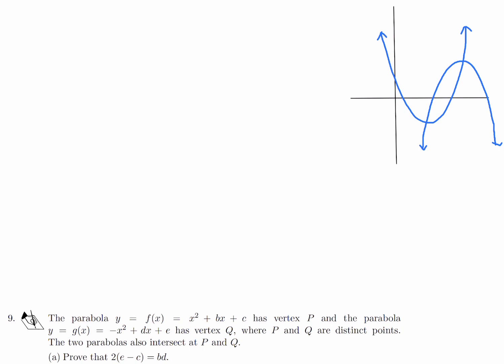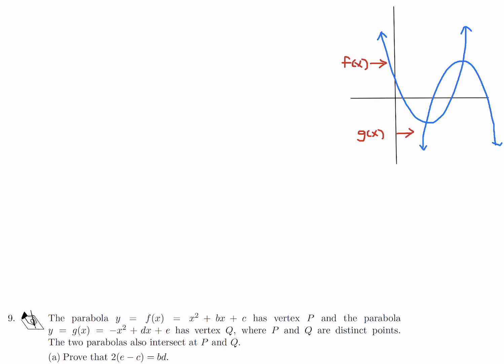This is a rough diagram that illustrates this question. This parabola is f(x). And the reason that I know that it points upwards is because the coefficient of x squared is 1, which is positive. And this parabola that's pointing downward is g(x). And the reason that I know it points downward is because the coefficient of x squared there is negative 1, negative.